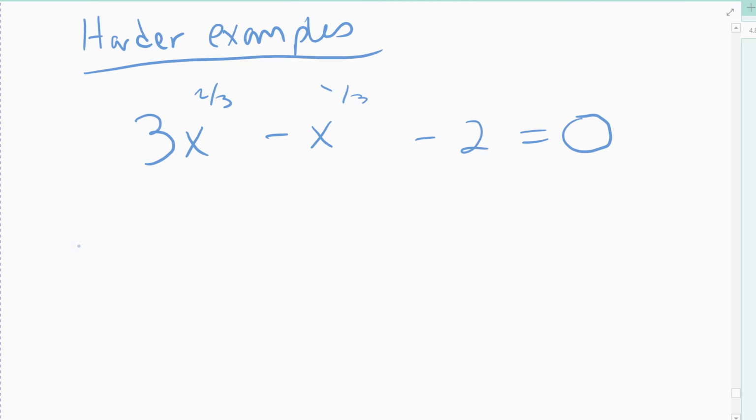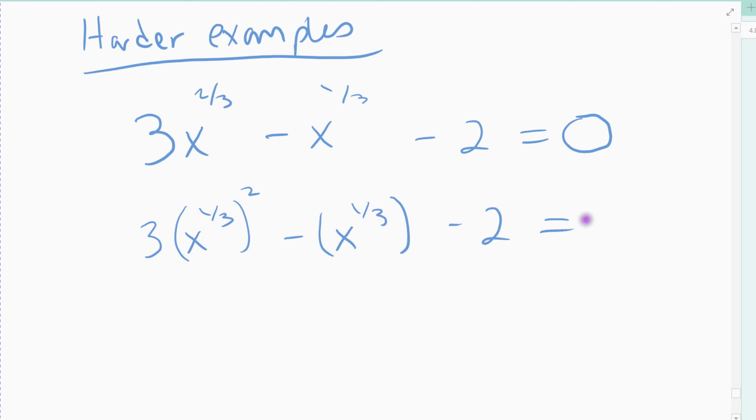So what I can recognize here is this is both to the 1/3 root. This is 3 times x^(1/3) squared, minus x^(1/3), minus 2 equals 0, right? So I can split this fractional power up into the 1/3 power and the second power. I'm going to do that because I'm going to replace x^(1/3) with u. The fractional power is the one causing me the issues, and so I'm going to replace it. I'm going to do what's called a u substitution. I'm going to let u equal the expression x^(1/3), and I'm going to substitute that out.